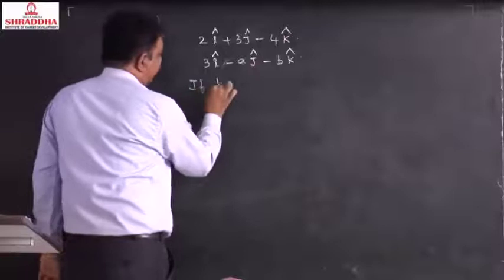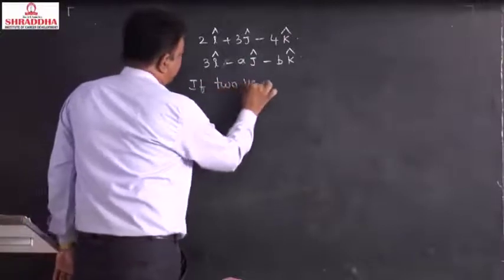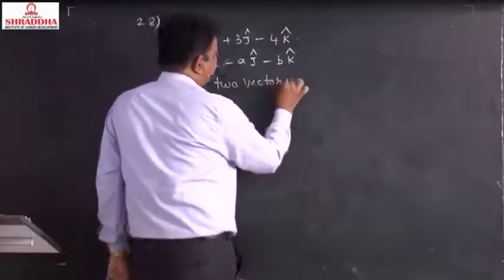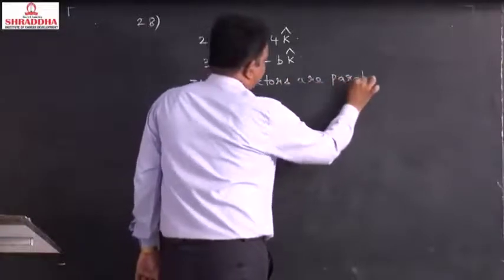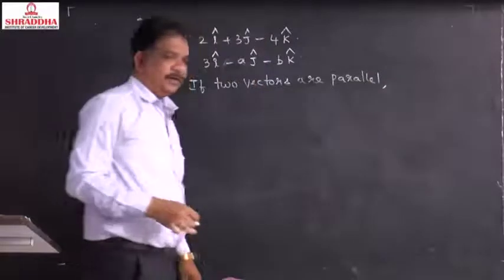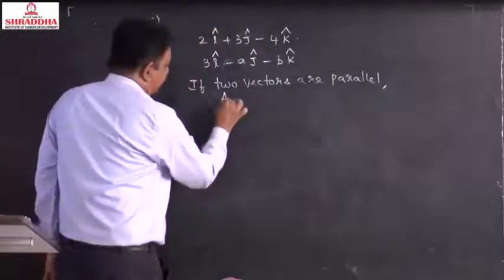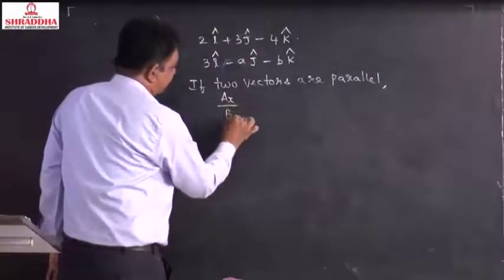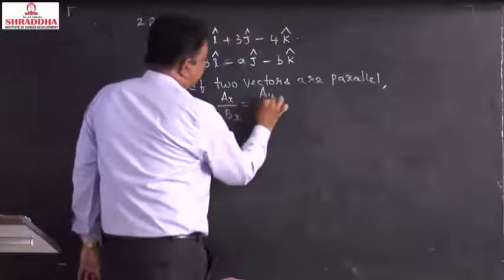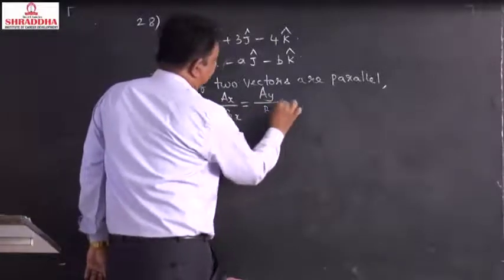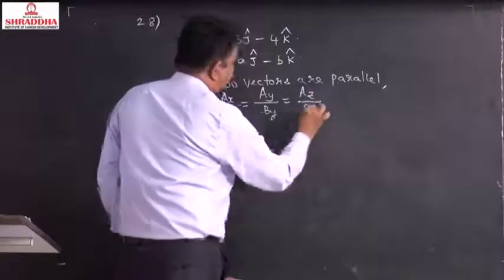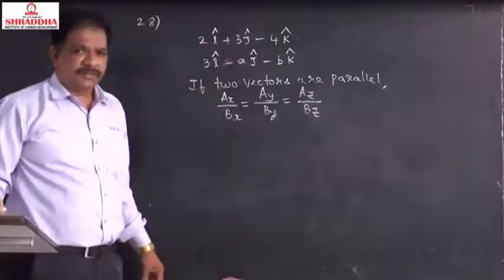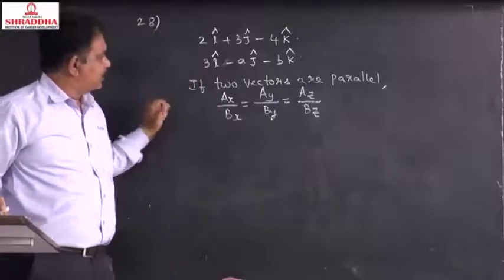If two vectors are parallel, ax by bx is equal to ay by by is equal to az by bz. Okay, then we will use this.